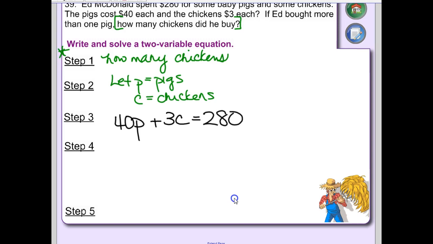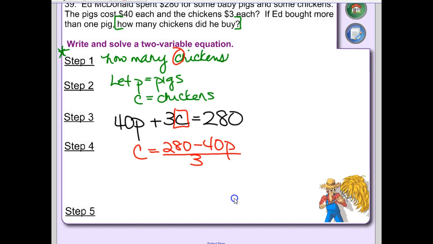Now, here's my question. In all those problems we just did, we solved for y. Solve for y in terms of x. What do we need to solve for in this equation? Yes, good job. We've got to solve for c because we're trying to find out how many chickens. So we're going to end up with C equals 280 minus 40p. We've got to subtract 40p to the other side, and then we'll have to divide by 3 to get C alone.